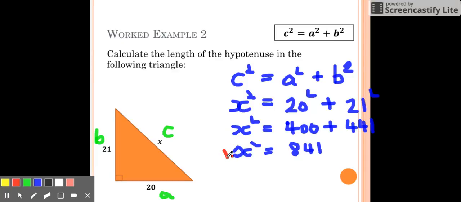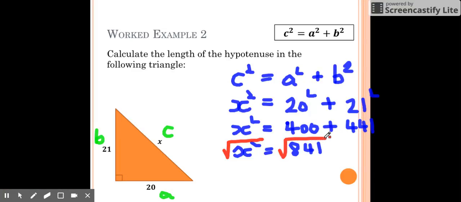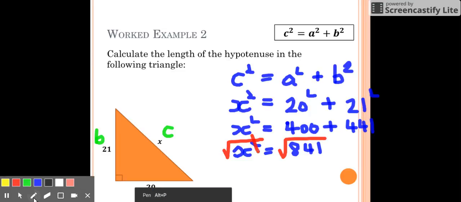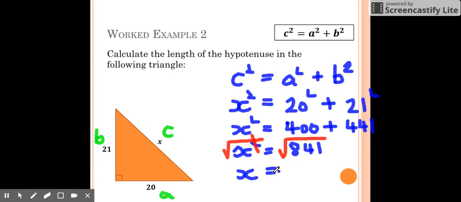So if I take the square root of this side and also the square root of that side, okay, my square root and my squared kind of cancel each other out. And we're left with x equals the square root of 841. Now I'll use my calculator to figure that out. Okay, and I'll find out that x is equal to 29.